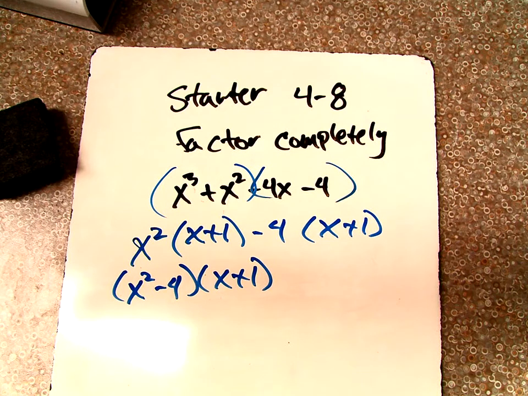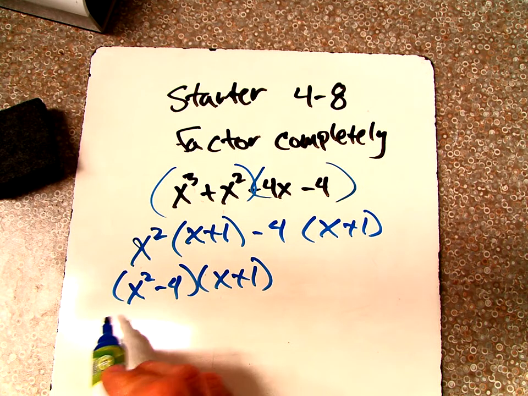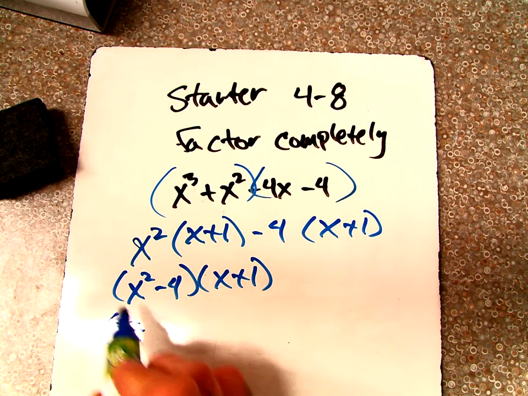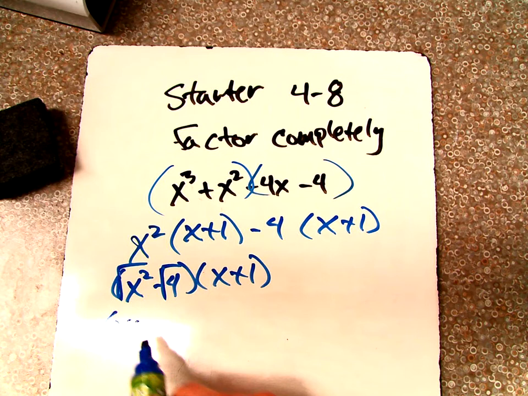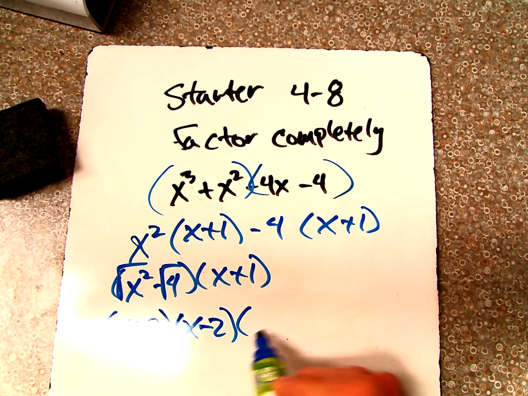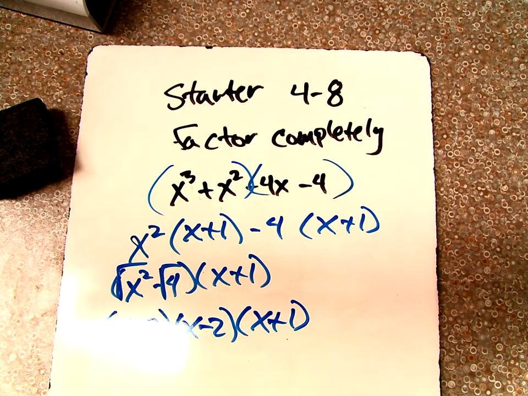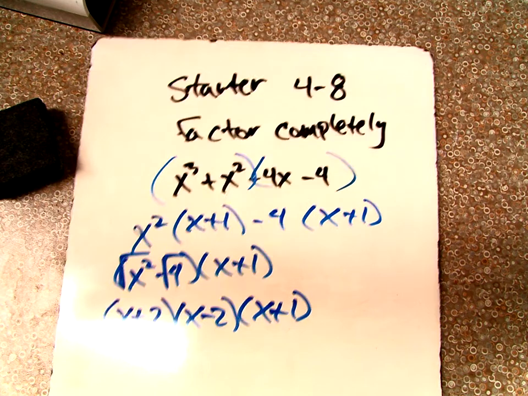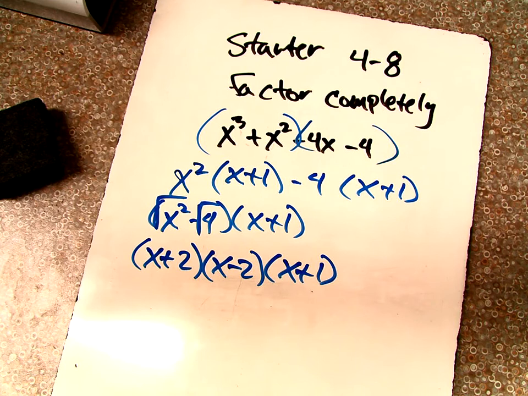Okay, we can factor this more. This over here is the difference of 2 squares. We can square root that: x plus 2, x minus 2, and x plus 1. So that there at the bottom is the right answer.